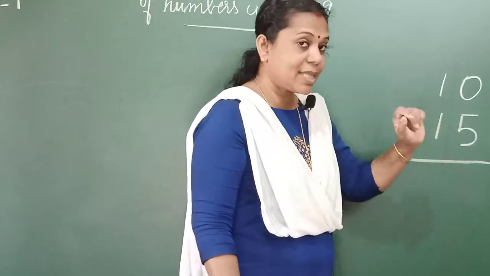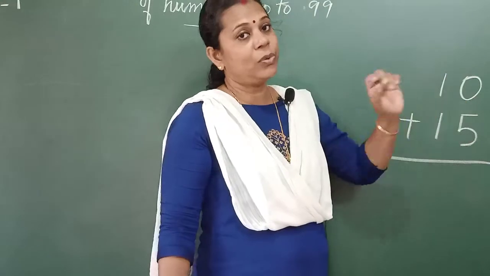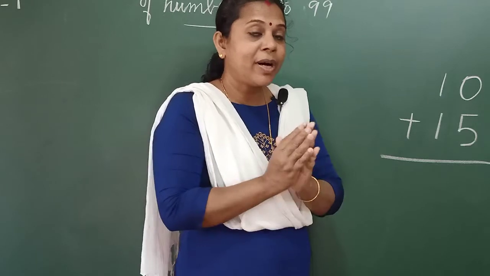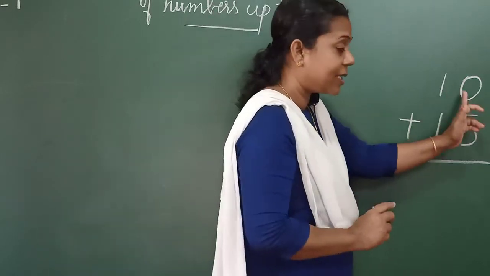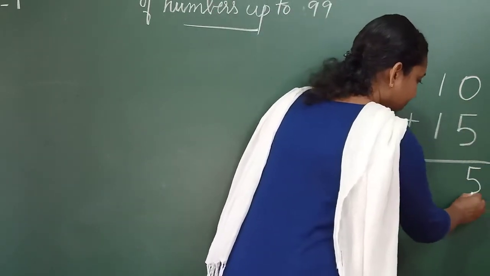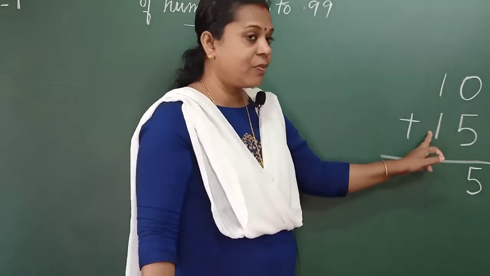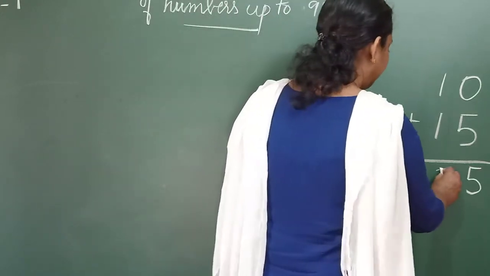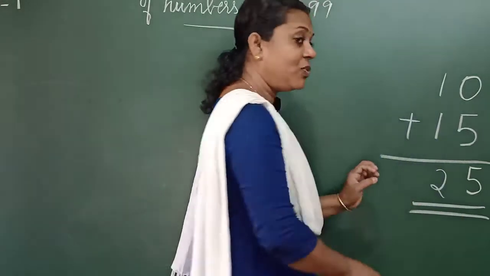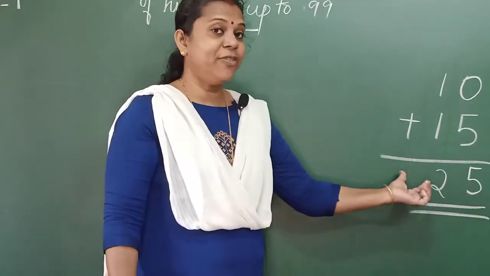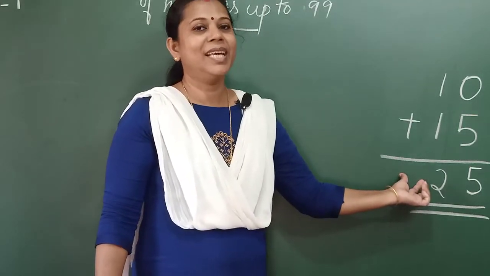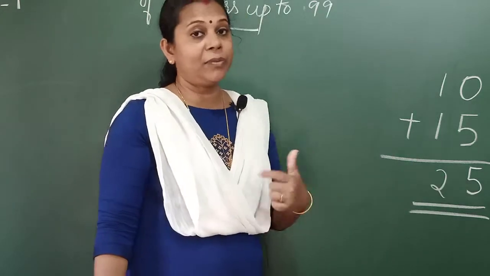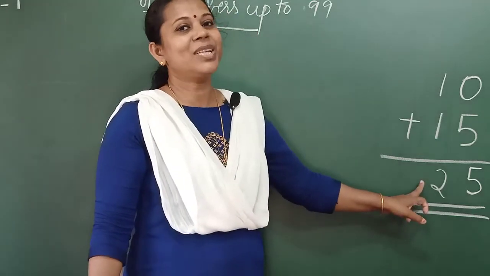10 plus 15. So let us add 5 plus 0. You know, any number added to 0 is the number itself. 5 plus 0 is 5 itself. Let us write down the answer. And 1 plus 1, it is 2. So I have to give rupees 25 to the shopkeeper. Clear? For the pen and the notebook that I bought, I have to give rupees 25 to the shopkeeper.